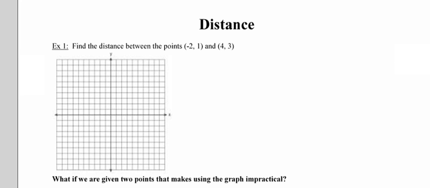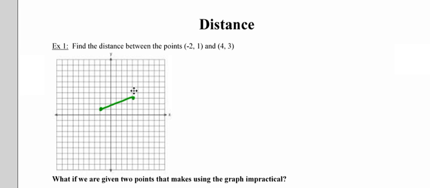on distance. In the first example, they're asking us to find the distance between the 2 points with coordinates (-2, 1) and (4, 3). And as you might have guessed by the presence of that graph there on the paper, the very first thing that we're going to do is plot these 2 points and draw the line segment. So there's (-2, 1). There's (4, 3). And that green line segment represents the distance that we're trying to find.